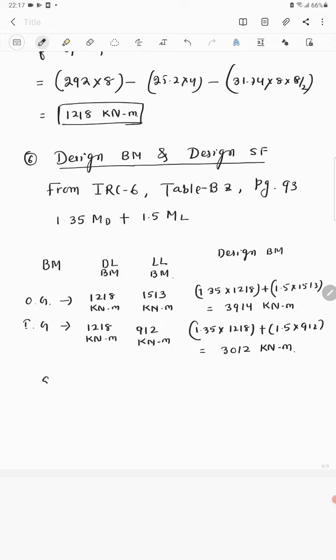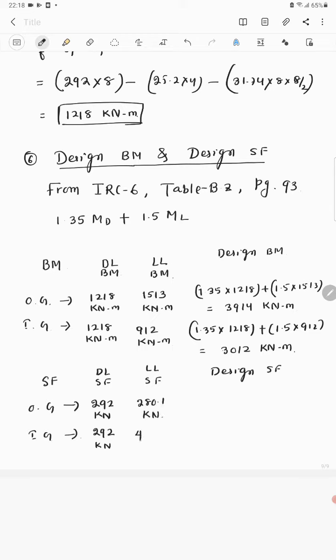Similarly, if you calculate the shear force for outer girder, it will be for inner girder. So for outer girder, what is the dead load shear force, what is the live load shear force, and what is the design value of shear force? For outer girder, this is 292 kilonewton. Same for inner. Live load shear force for outer girder, 280.1 kilonewton, that we have calculated, and for inner, 402.6 kilonewton. So let's find the design shear force.